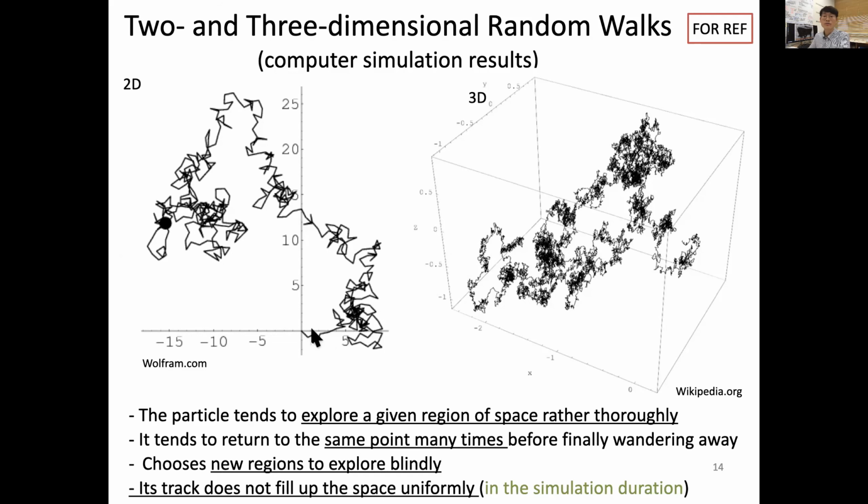What we learned from here is that the particle tends to explore a given region of space rather thoroughly. You can see this, and it tends to return to the same point many times before finally wandering away, meaning the particle comes here multiple times, and sometimes it goes out to a new region. It chooses new regions to explore kind of blindly. It tracks and does not fill up the whole space in a uniform pattern. That's in this simulation duration, but over a long time, I think it will uniformly fill up those spaces.